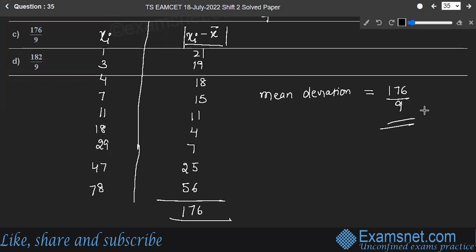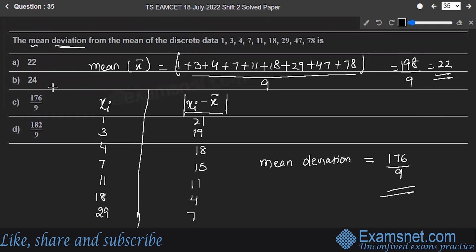Now the mean deviation will be 176 upon 9. So this is the answer. That is, 176 upon the number of terms. That means option C is the correct answer. Hope you understood.